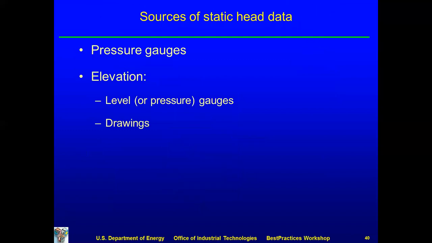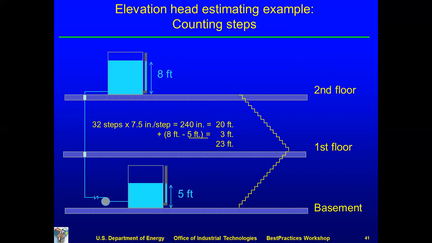So that picture will appear in a few minutes, again with some numbers, and we'll go through an example. But let's consider the static head term for a second. What are some sources of static head data? Well, we can measure some pressures, or we can measure some elevations, level in a tank. We can actually go out in the field, or we may be able to get this information off of drawings.